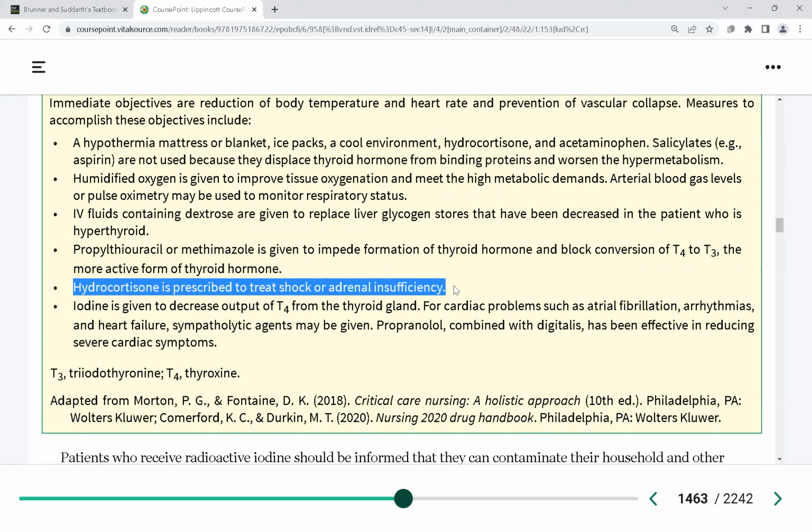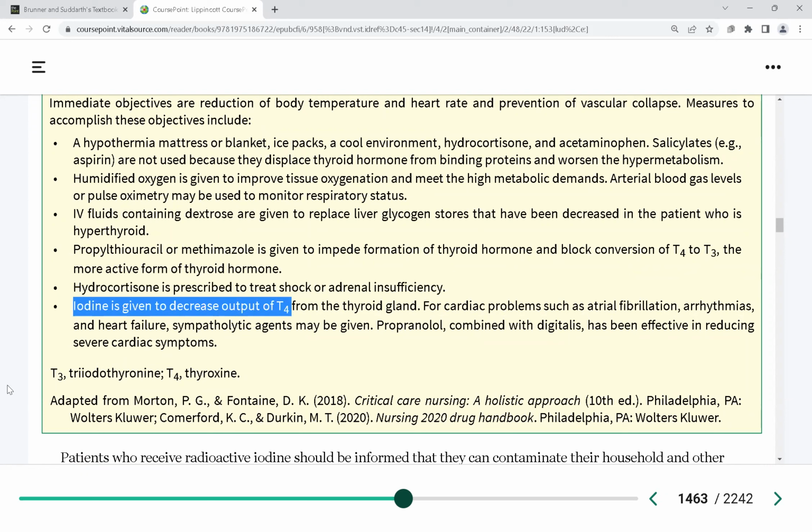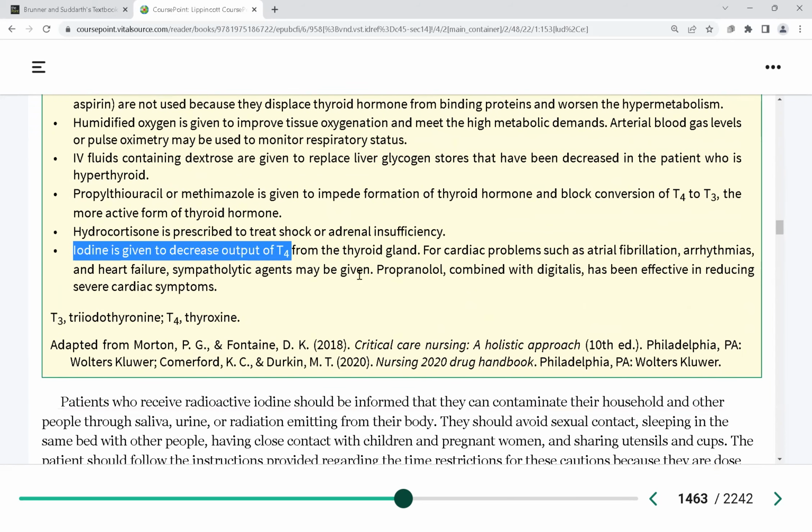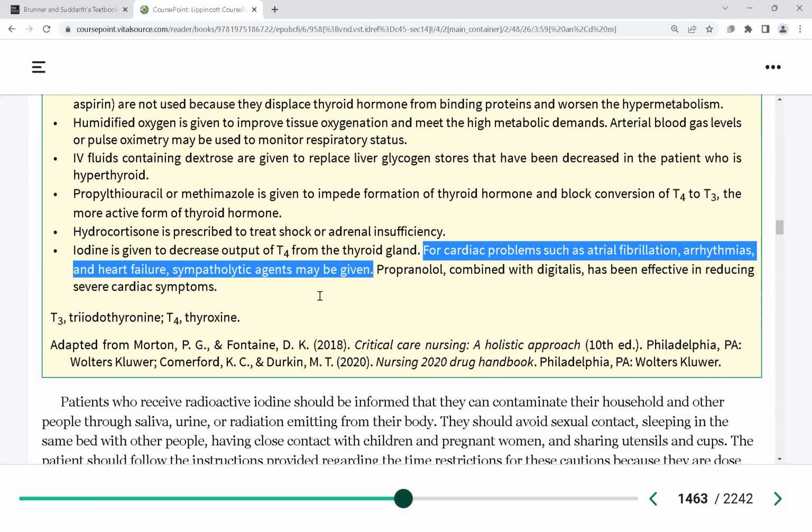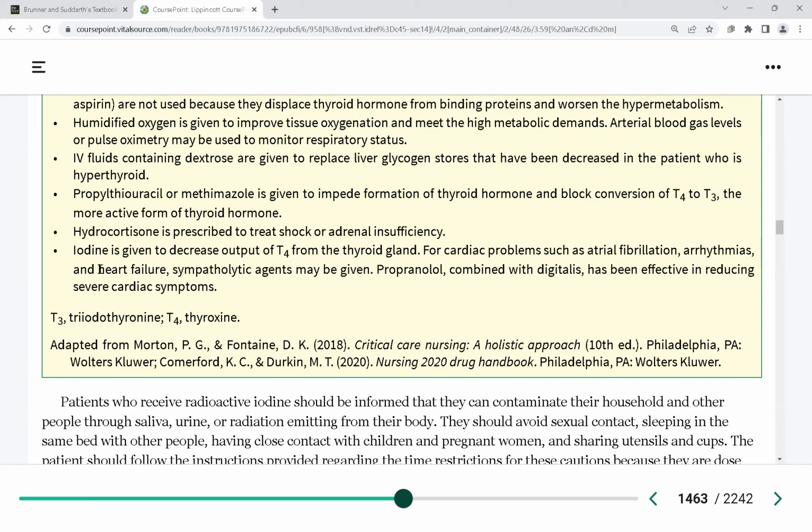Then you give hydrocortisone. That's a steroid to block the adrenal insufficiency. And then you give iodine preparations. I'll explain later where we're giving iodine. And then you treat these cardiac complications the same way as we treat dysrhythmia. We will discuss dysrhythmia management later, module 8. And you already know how to handle heart failure. So if they go into heart failure, you know how to treat them.